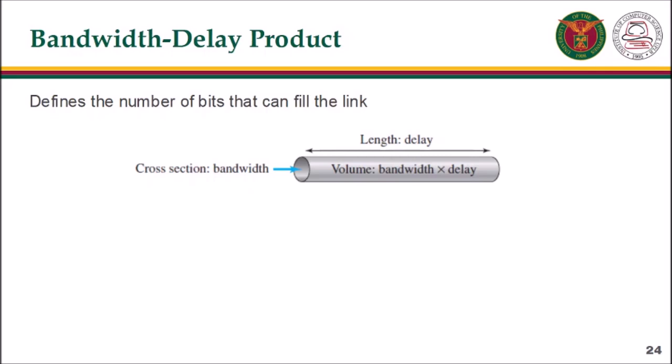Bandwidth and delay are two performance metrics of a link. However, what is very important in data communications is the product of the two, the bandwidth delay product. It defines the number of bits that can fill the link.